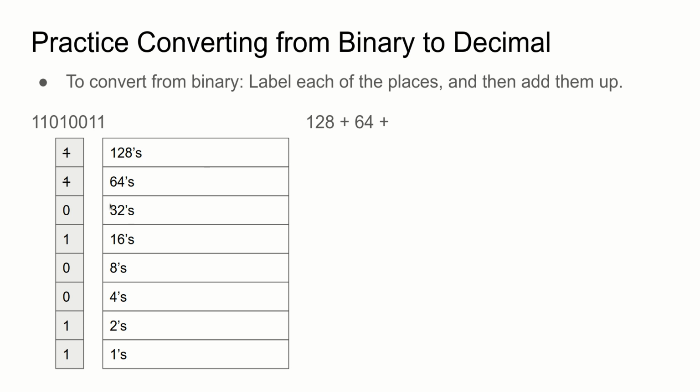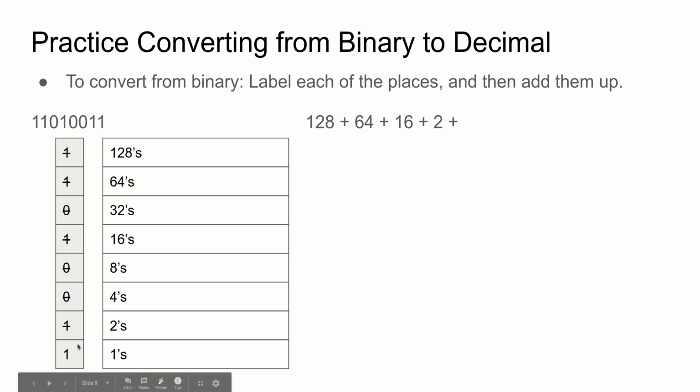32 is not included, so we'll skip it. But 16 is included. So now we have 128 plus 64 plus 16. We see that 8 and 4 are not included, so we can skip them. Some people prefer to write zeros for those places so that you would have something like 128 plus 64 plus 0 plus 16 and so on. I prefer just to write the values that we're actually going to add. So we go all the way down to the 2, which is included. Now we have 128 plus 64 plus 16 plus 2.